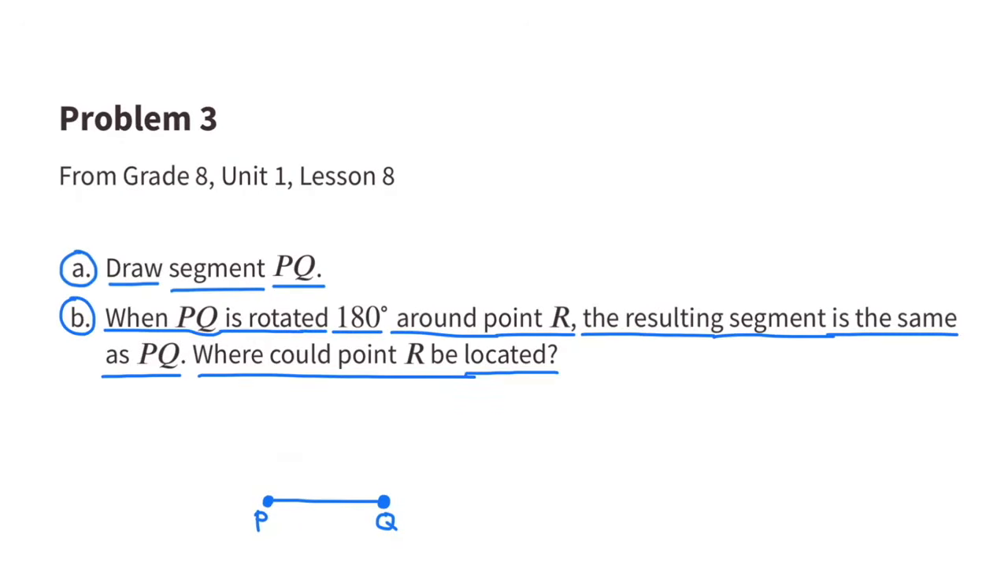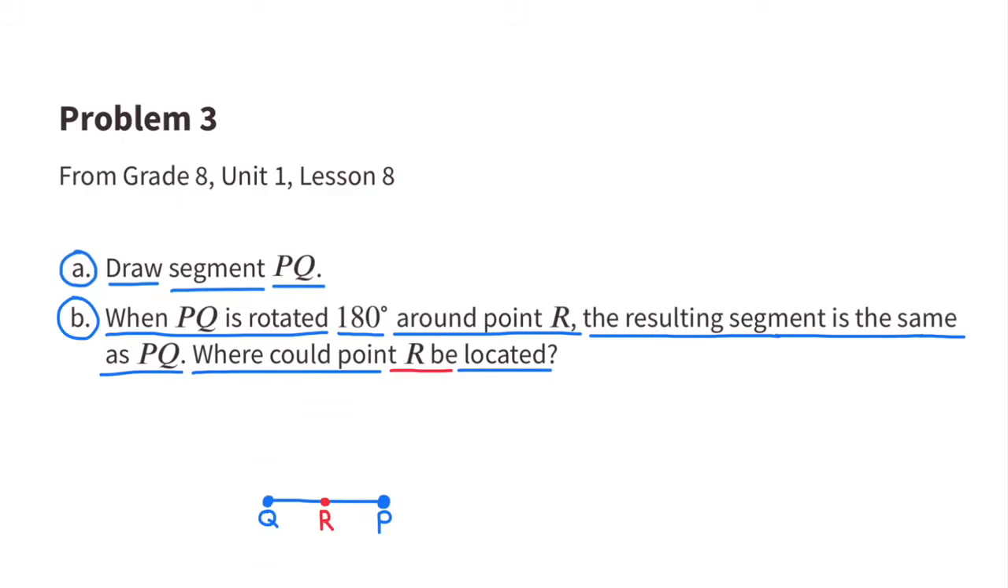B. When PQ is rotated 180 degrees around point R, the resulting segment is the same as PQ. Where would point R be located? So if I rotate this line segment 180 degrees, they would ultimately be switching places. So the Q would be in place of P and the P would be in place of Q. The point of rotation would be in the very middle, so R would be located in the very middle.